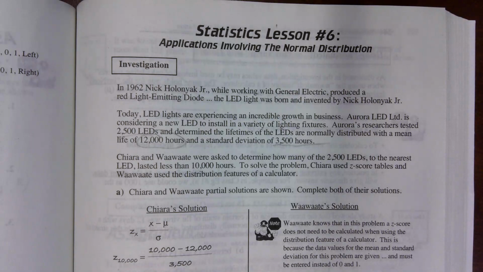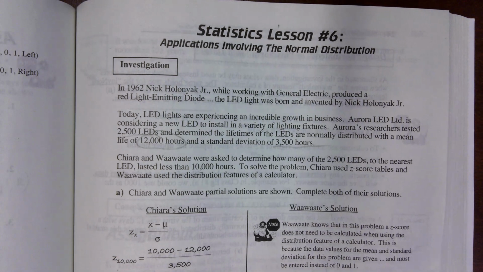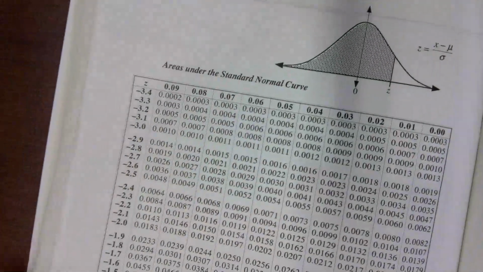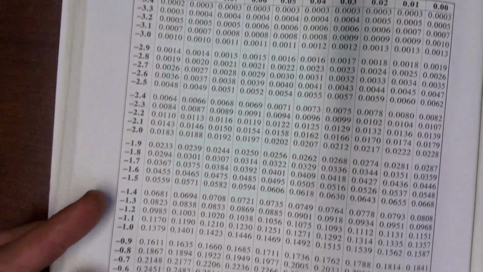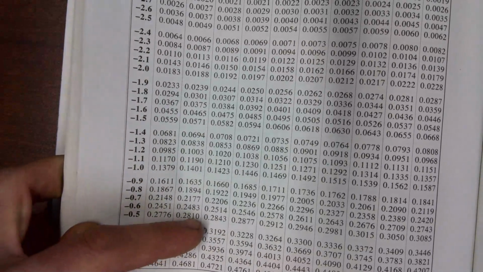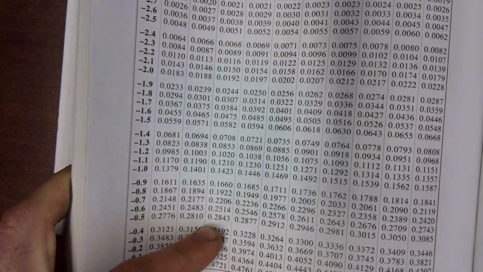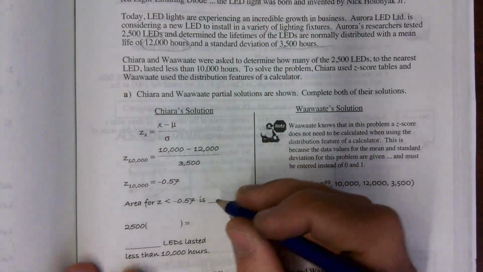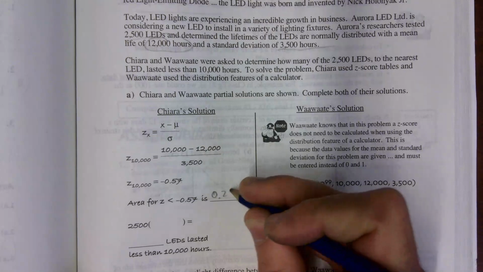They looked on their z-score table, which I'll remind you, you have one right here. I'm looking for negative 0.57. So I go to here, negative 0.57, and I find that's 0.2843. Yep. That's great. 0.2843.